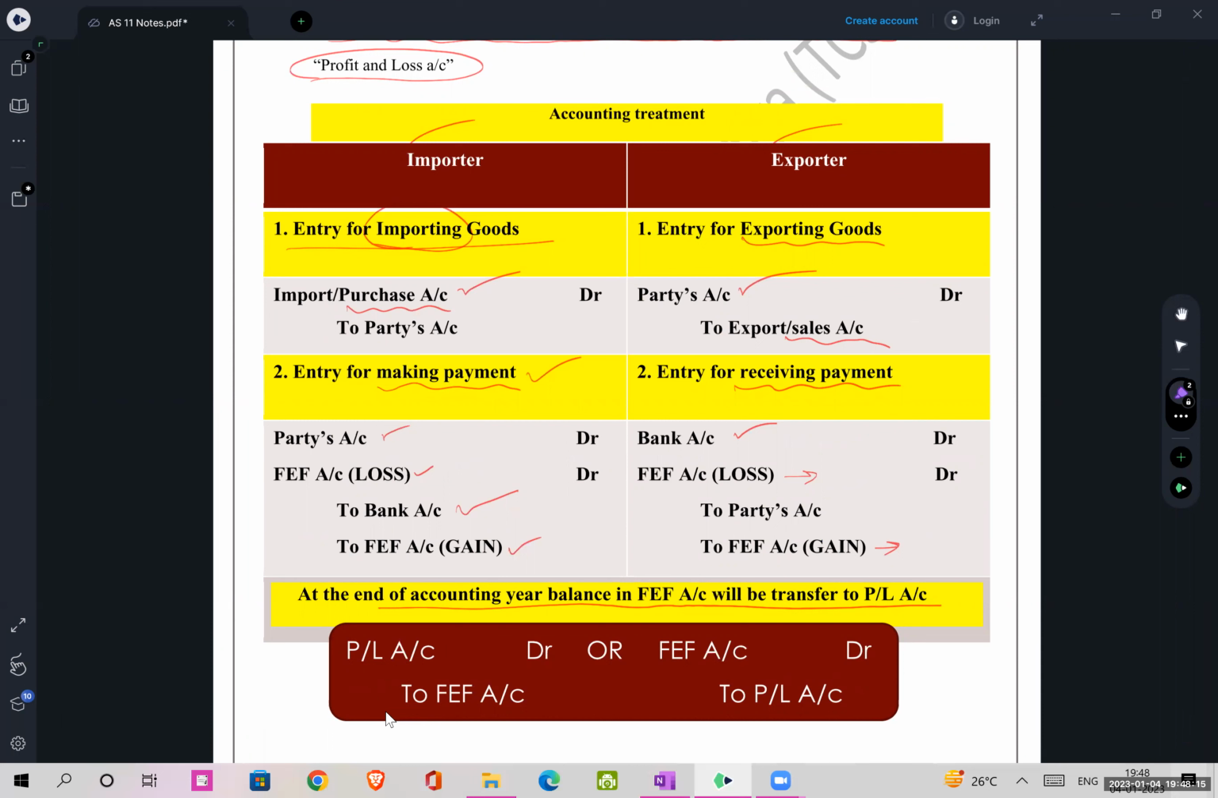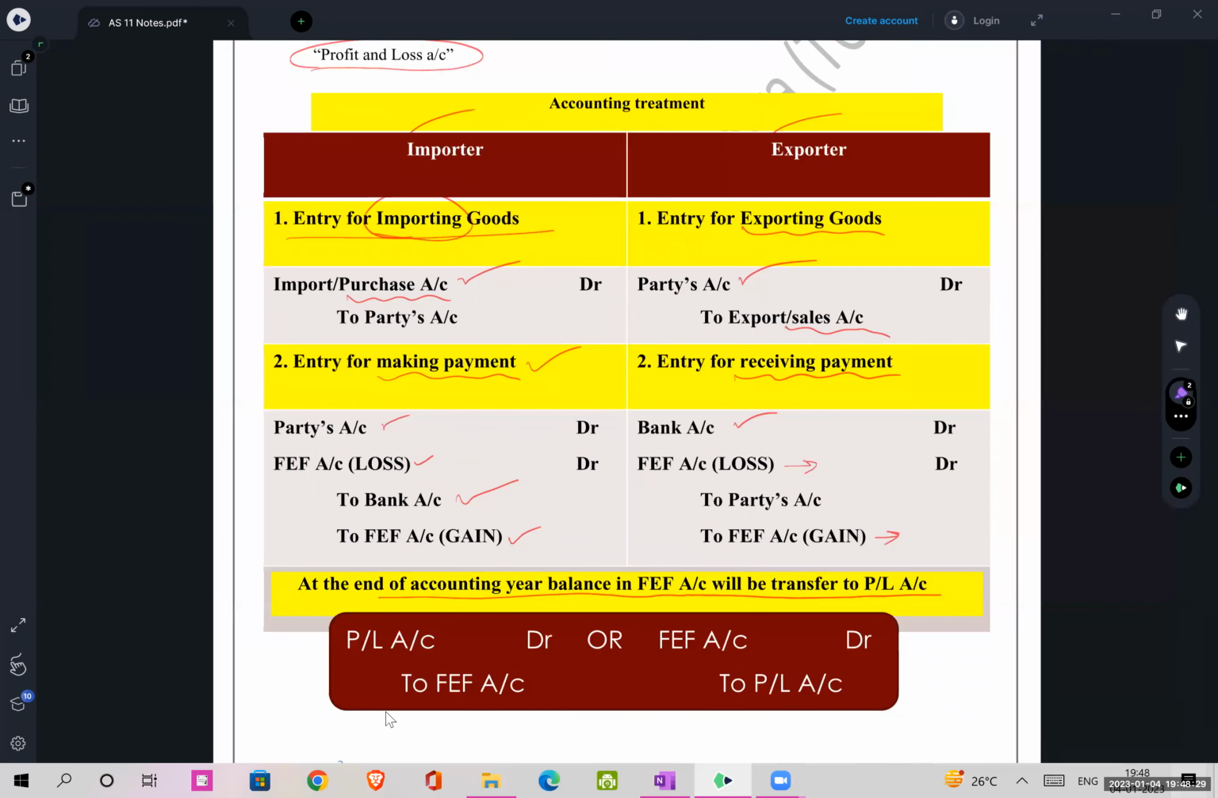When you're importing, you are purchasing goods, so you will be making payment for the goods. When you're exporting, you are selling goods, so you will be receiving payments. So in the next session, I will take up sums for the same with respect to AS-11.